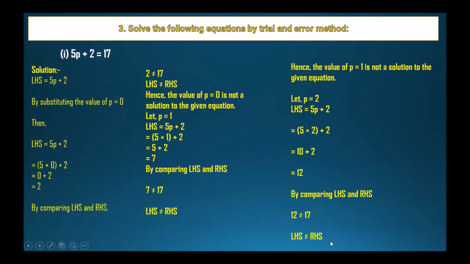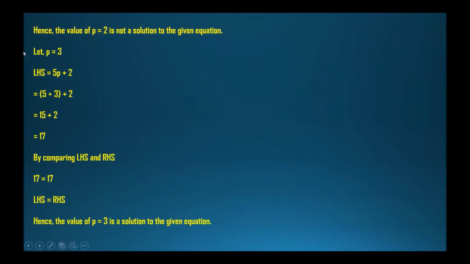Next, p equals 3. We will put the value of p, that is 3. So 5 into 3 plus 2, that is 15 plus 2, that is 17. By comparing LHS and RHS, 17 equals 17. That means LHS and RHS both are equal. Hence p equals 3 is a solution to the given equation.